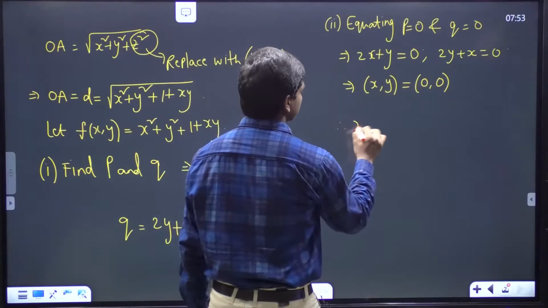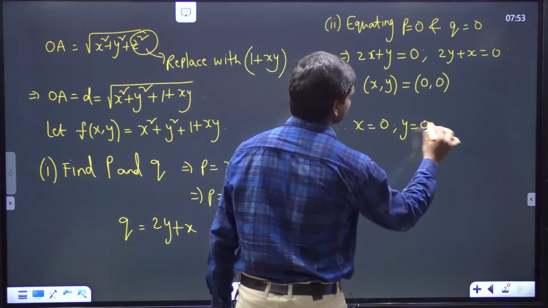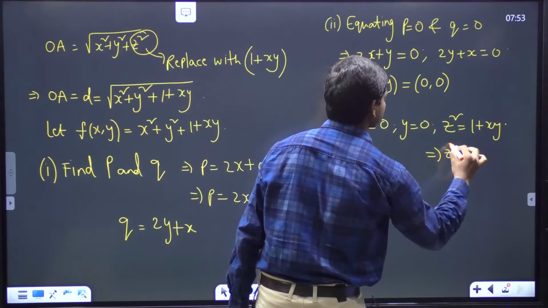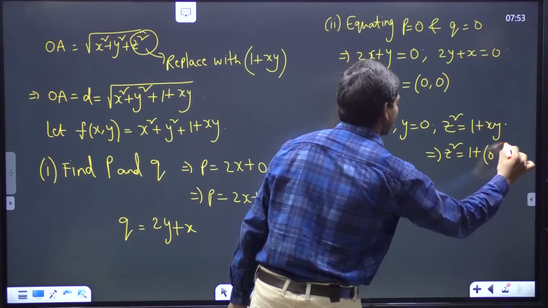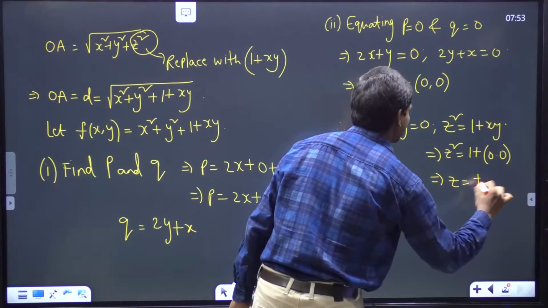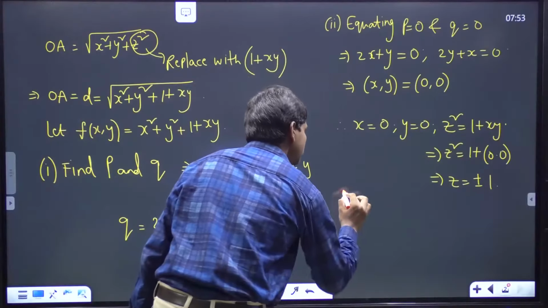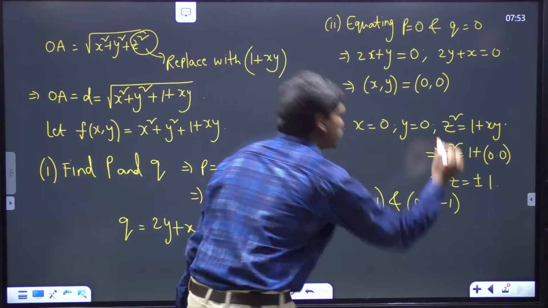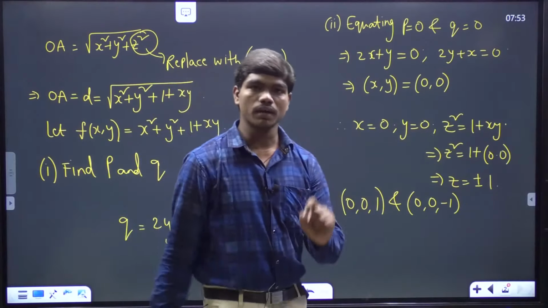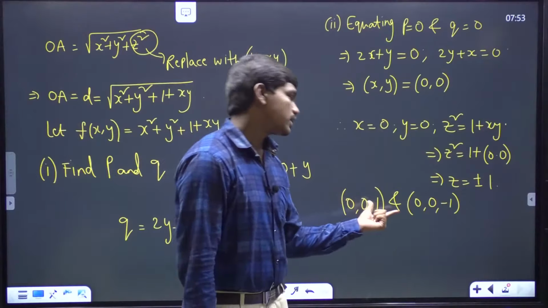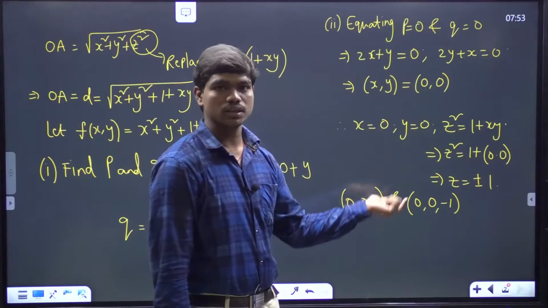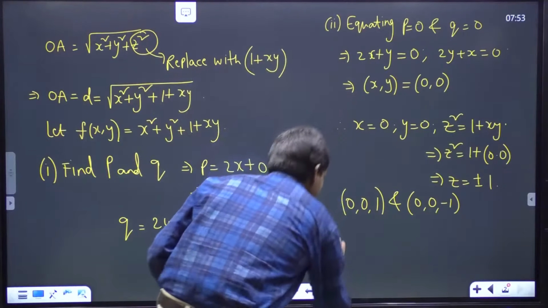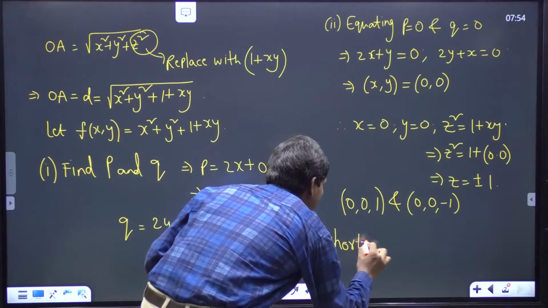So therefore x is equal to 0, y is equal to 0. So what about z? z square is equal to 1 plus xy. So this implies z square is equal to 1 plus 0 into 0, which is 1. So z is equal to plus or minus 1, which means basically there are 2 points, (0, 0, 1) and (0, 0, minus 1). These are the 2 points which are on the curve z square is equal to 1 plus xy and very close to origin. So the distance between origin to any of these points is 1, because if you substitute these xyz values here, you will get OA is equal to 1. Therefore, shortest distance is equal to 1 unit.